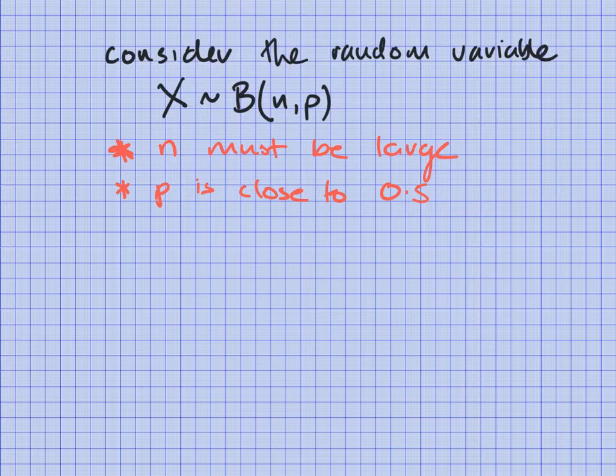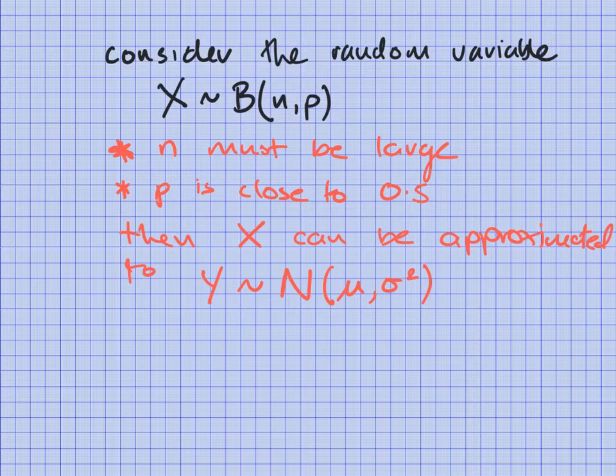Okay, so those are the two conditions. n must be large, and usually we'd say around 50 or more. p has to be close to 0.5. That's really subjective. I'd imagine something between 0.3 and 0.7. But again, if the question asks you to do an approximation, you can assume it's large enough. Now, if that's the case, then X can be approximated by a new distribution Y, which is normal, with a mean of mu and a standard deviation of sigma.